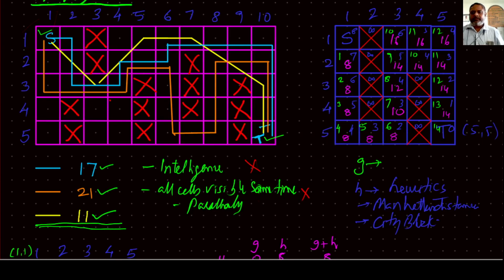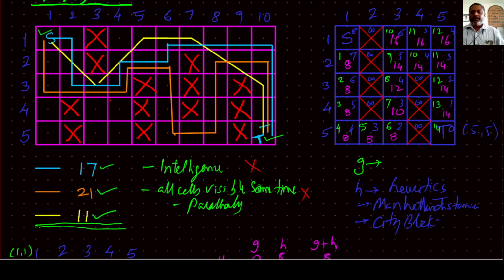To understand the A star algorithm, let's take this example, a 5 by 5 grid, where the red cross marks are the cells we are not allowed to enter. This one cell is the source cell, and this 5 is the terminal. We have to find a path from source to terminal without getting into the blocked cells, and at the same time make sure that we use the shortest path. Many paths may be available, but we are interested only in the shortest path.